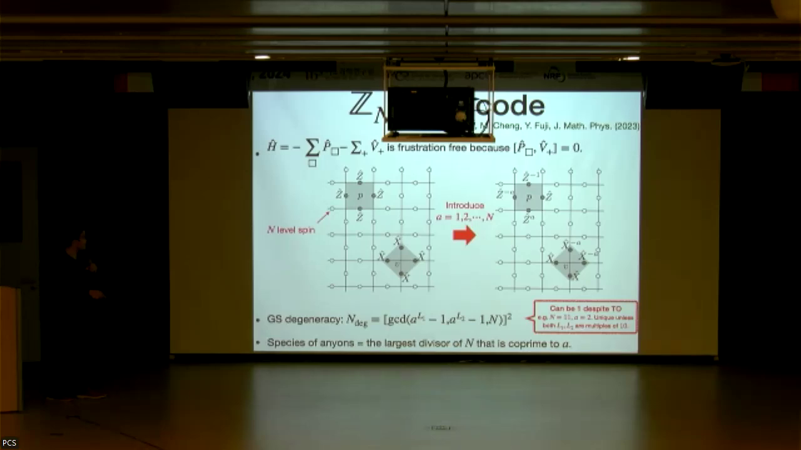For example, when n is 11, so the number of levels of this spin is 11, and this parameter a is 2. In this case, I found that the ground state is unique unless both L1 and L2, the system sizes, are simultaneously integer multiples of 10, which I think is kind of difficult, right? If I give you this model and you do numerical simulation, exact diagonalization, you will most likely see a unique ground state, although this phase belongs to a topologically ordered phase.